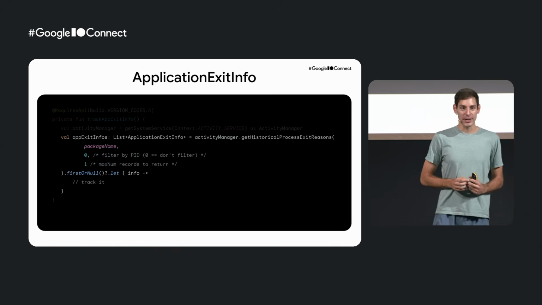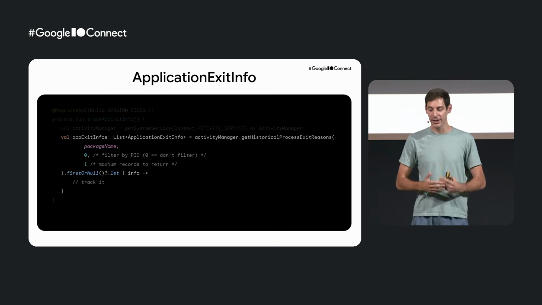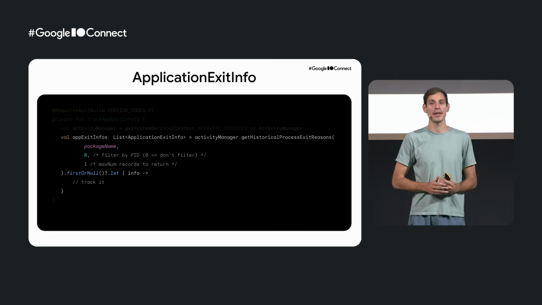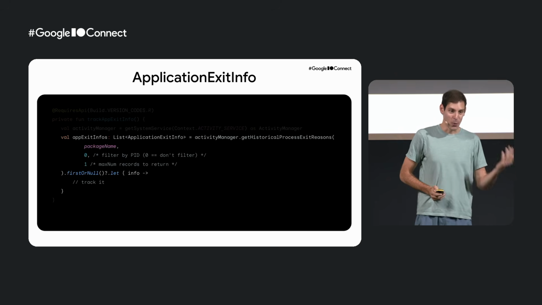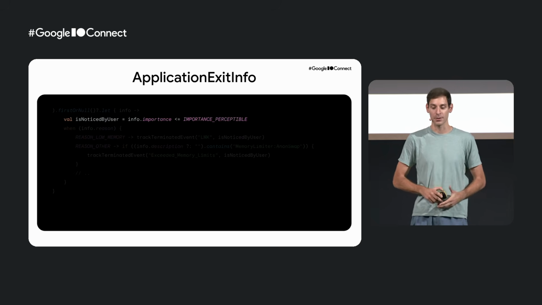How do you do that? How do you track why your app was killed? So one thing you can do is at app startup, you can ask the activity manager to give you all the historical process exit reasons. That is the list of the last times your process has been killed, and it tells you both why it has been killed and what state your app was in when it was killed.